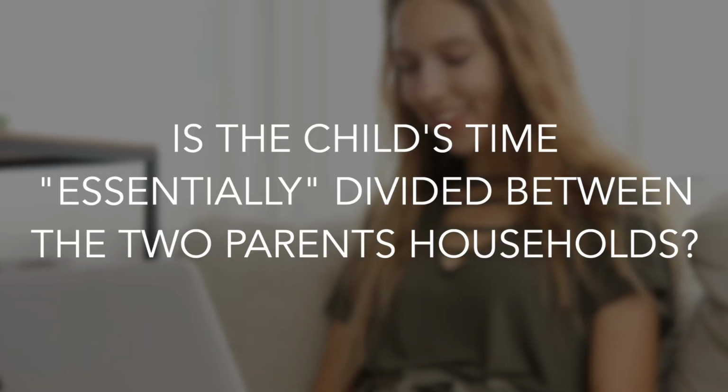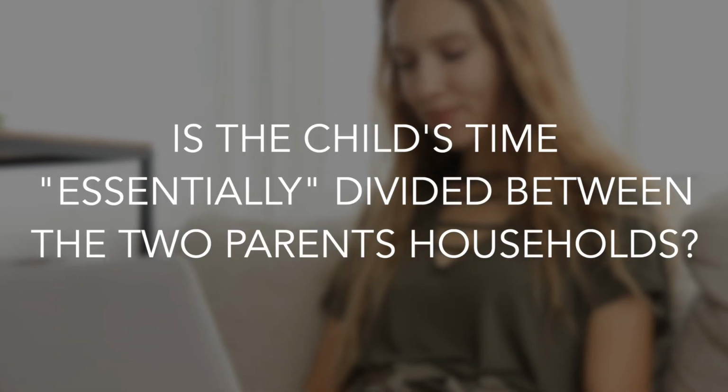Determining which is the right school district requires an examination of where the child spends his or her actual time. The first question to answer is: is the child's time essentially divided between the two parents' households? And if the answer is yes, and both parents assume day-to-day responsibility, then the parents can determine which school district the child attends.